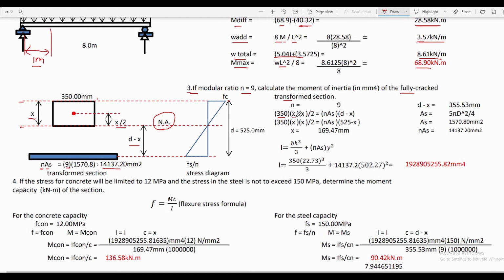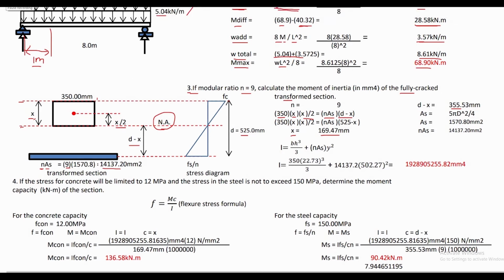So 350 multiplied by x is the area above the neutral axis. The moment arm is x over 2. And the area below is nAs. The moment arm is equal to d minus x. So in this equation, the only unknown is x. We can calculate the value of x, and that is equal to 169.47 mm. So for d minus x, that is just equal to 525 minus 169.47, that is equal to 355.53 mm.